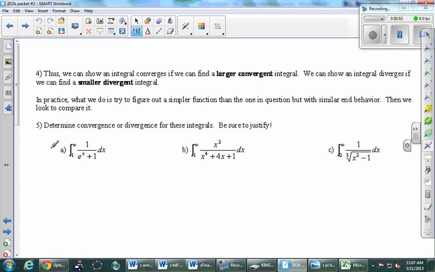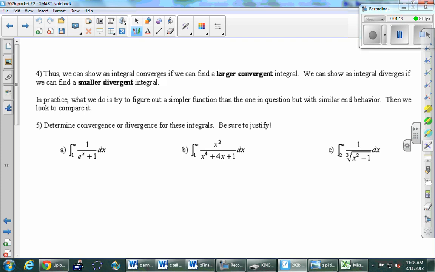And I don't know about you, but I have no earthly idea how to find an antiderivative of 1 over e to the x plus 1. It seems so simple, but I don't have any technique. Likewise, I don't know how to find an antiderivative of that, and I don't know how to find an antiderivative of that. So I'm 0 for 3 on those integrals. I can't find a single antiderivative here.